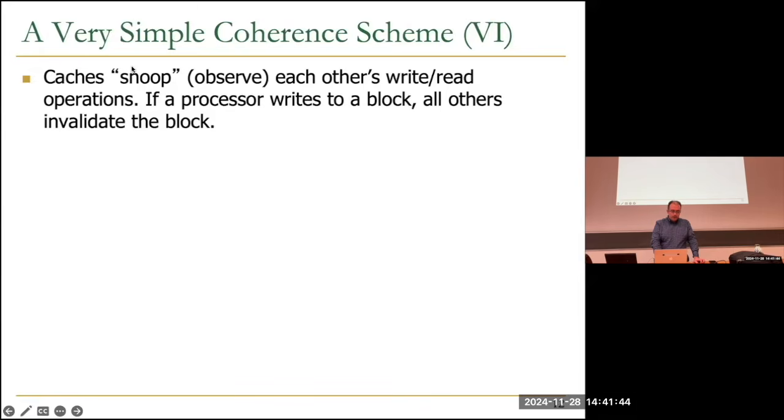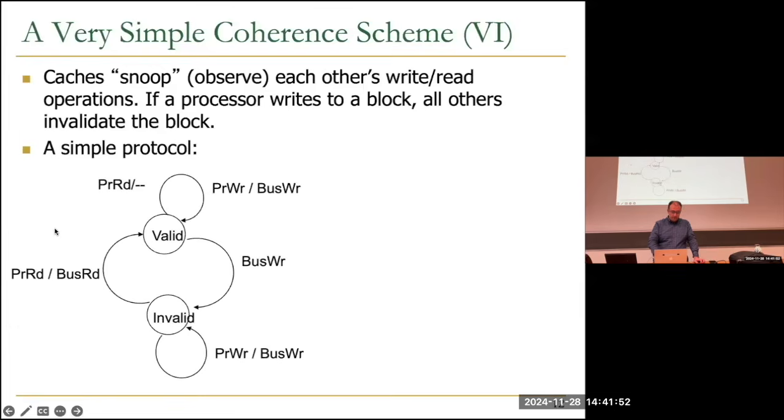So essentially caches snoop or observe each other's write and read operations. If a processor writes to a block, all others invalidate the block. This is a kind of simple protocol. I'm going to actually explain it in detail now, because after that, we're going to build up on this protocol. So it's very important that we learn about this protocol nicely.